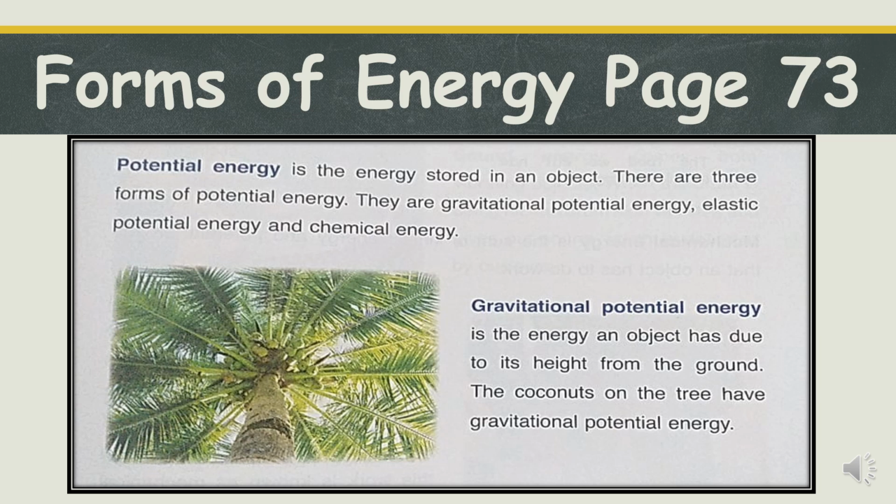So let's look at gravitational potential energy. Gravitational potential energy is the energy an object has due to its height from the ground. For example, you can see here a coconut tree. The coconuts on the tree have gravitational potential energy. Potential means they don't give the energy out yet, but it's inside the object. As soon as the tree lets go, the coconut will fall to the ground.